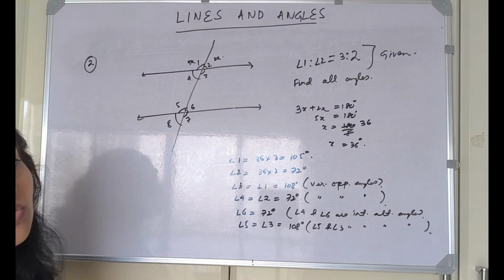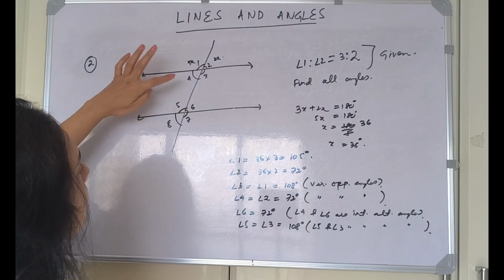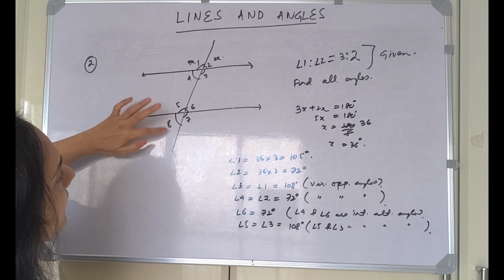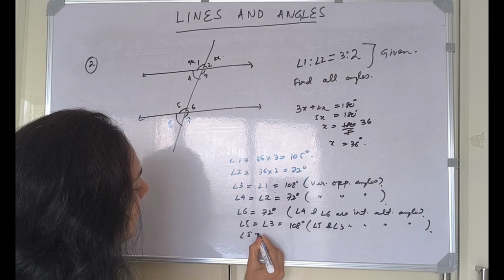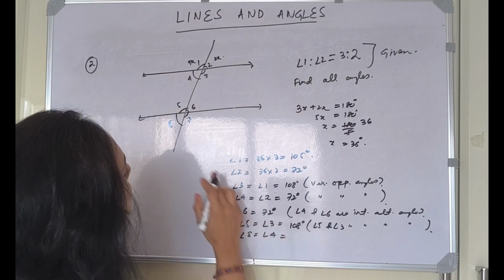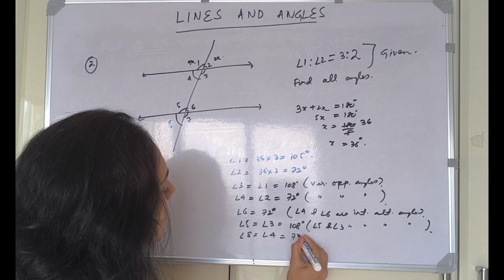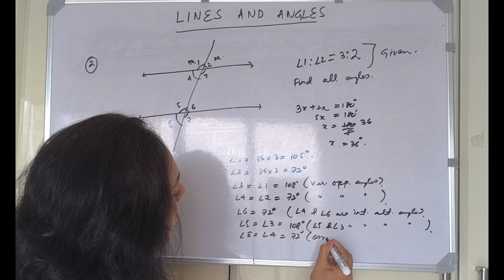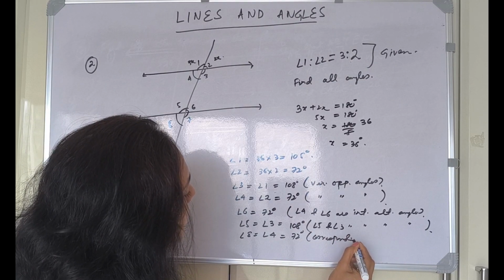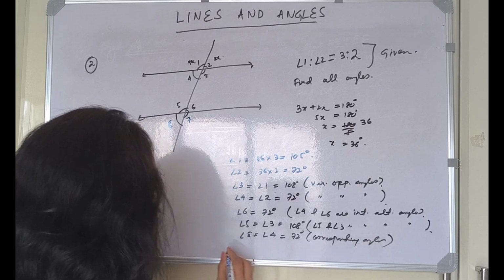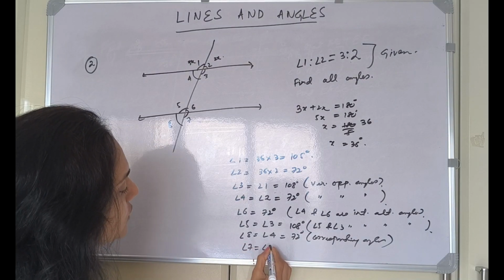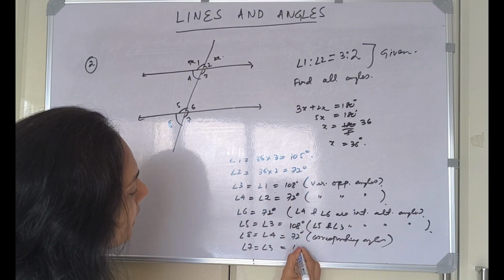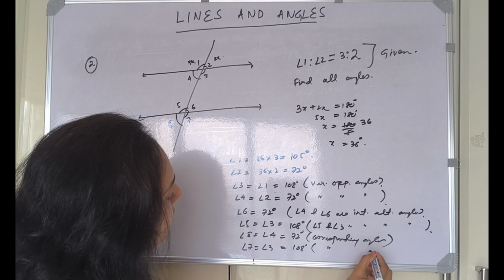Coming to 7 and 8, let's use the concept of corresponding angles. See, 4 and 8 are corresponding angles and corresponding angles are equal. So we'll write angle 8 equals angle 4, and 4 we had got 72 degree, and we'll write corresponding angles. In the same way we will write angle 7 equals angle 3 equals 108 degree, and corresponding angles.